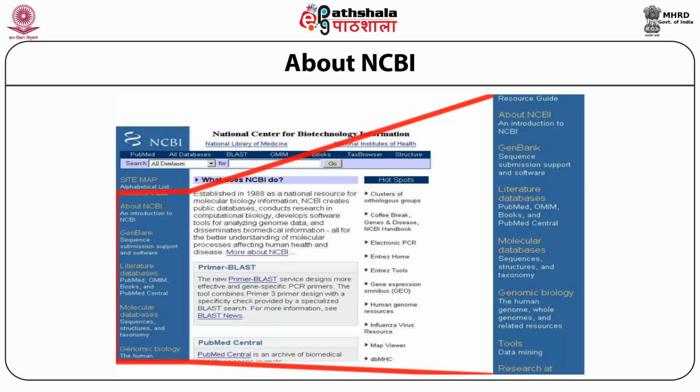It contains a list of databases. You can see in the right panel the information about the NCBI, then GenBank, like the sequence submission support software. Then you can see the literature databases such as PubMed and OMIM. You can find the books and PubMed Central containing free downloadable contents. Then the molecular biology databases. On the right side you can find the different types of tools, like BLAST, and all the other tools available here. So this is the basic homepage of the National Center for Biotechnology Information, but it contains varieties of information that can be utilized.